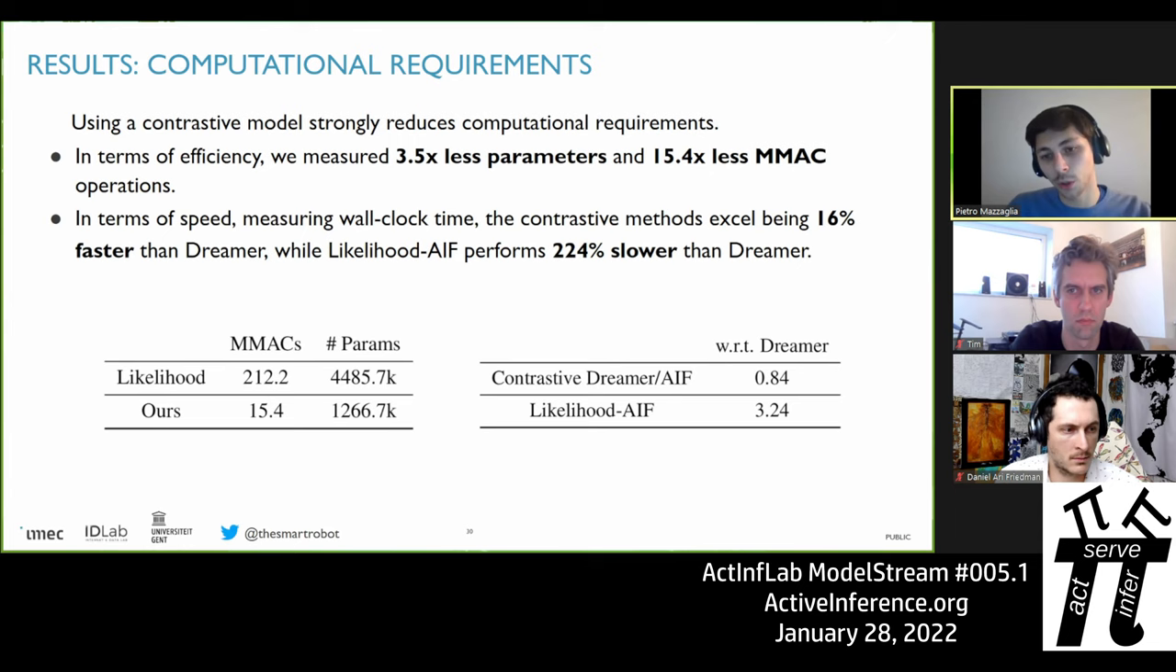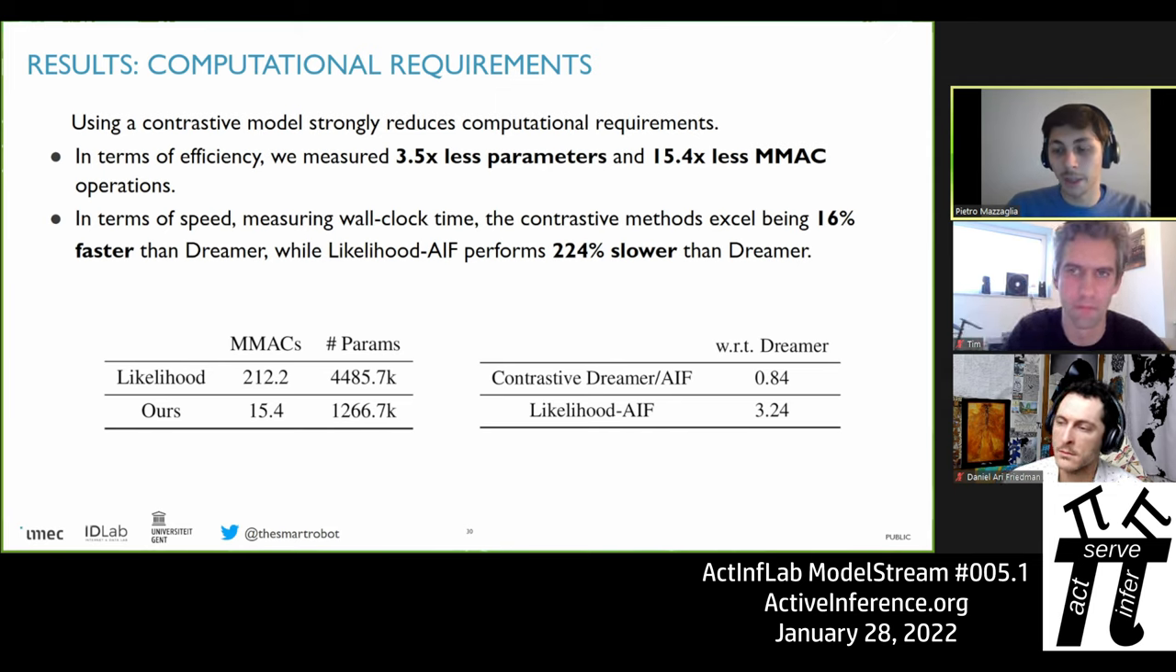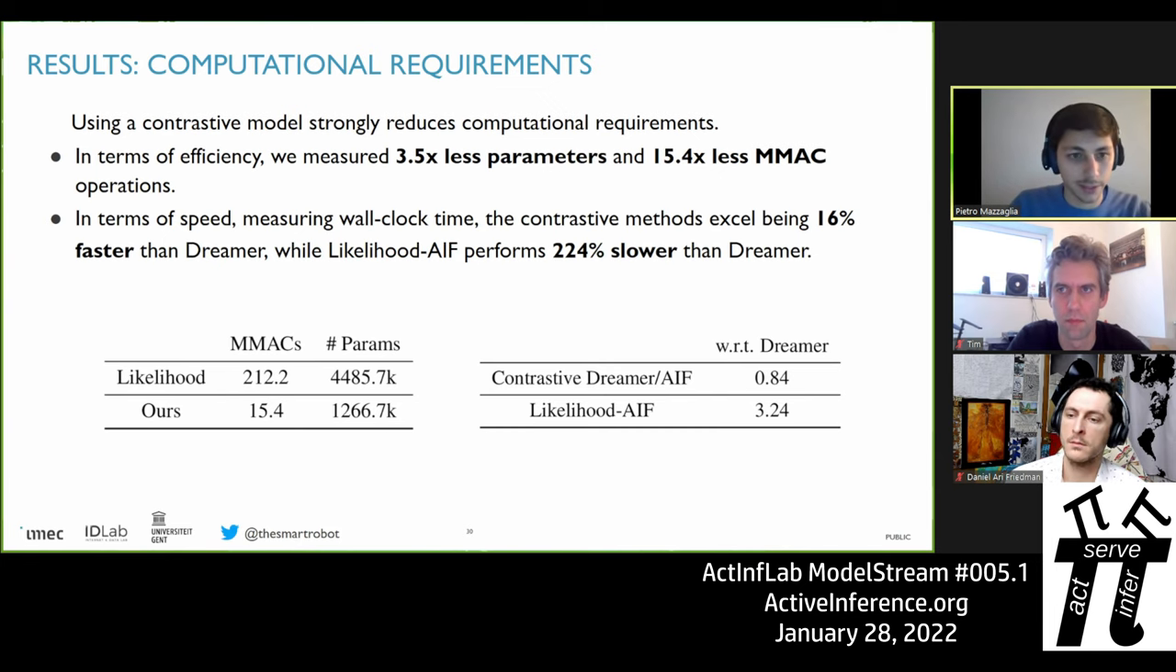And this is also reflected in terms of wall clock time. So our model is quite faster compared to Dreamer, that trains the likelihood based world model and uses just reward for learning action, and is much, much faster than the likelihood active inference model, because the likelihood active inference model, other than having to do the reconstruction during the world model training, also has to imagine the high dimensional outcomes in the future. So in that case, you have even more computation, because for every imagined trajectory, you have to imagine all the possible images in our context that you will get pursuing a certain policy. So our model is quite faster than that.